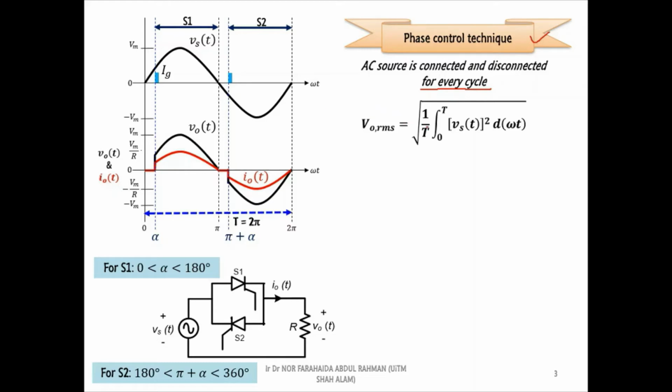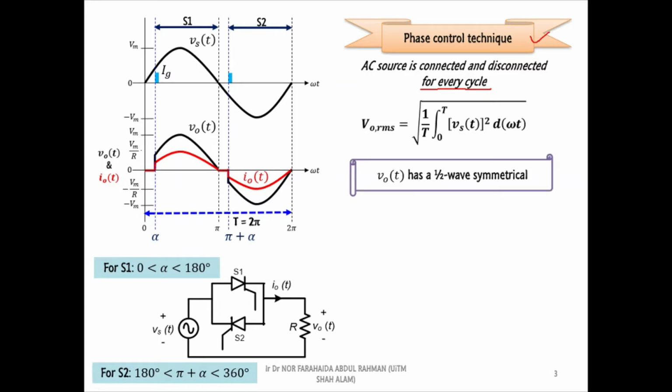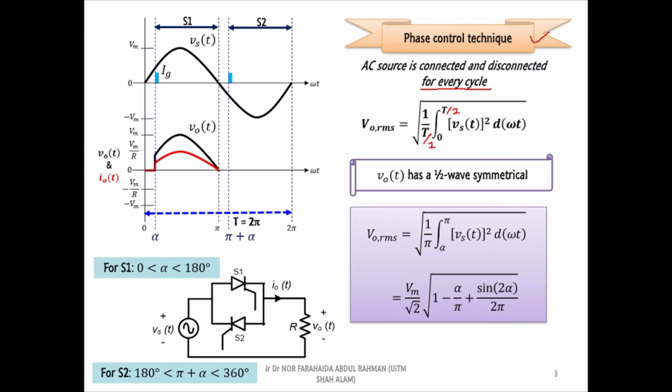Before we solve this equation, we can see that the property of the output voltage waveform is a half-wave symmetrical. Thus, we can consider the half cycle of the waveform to calculate the RMS voltage value.